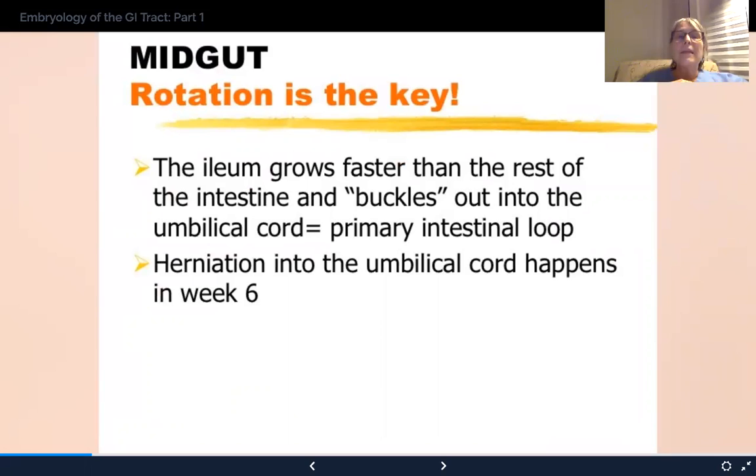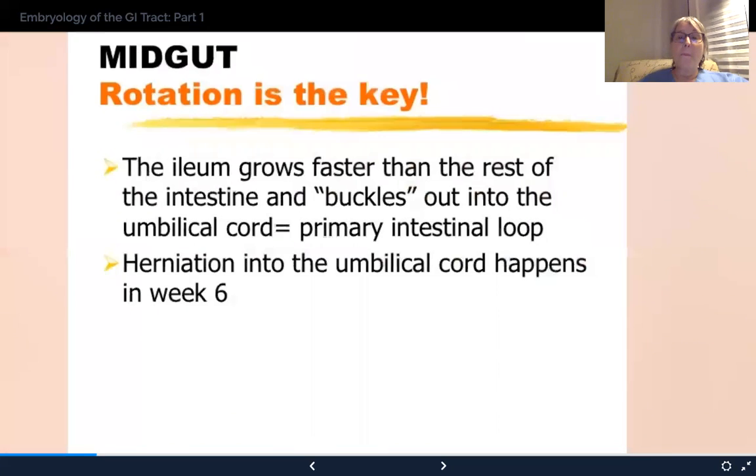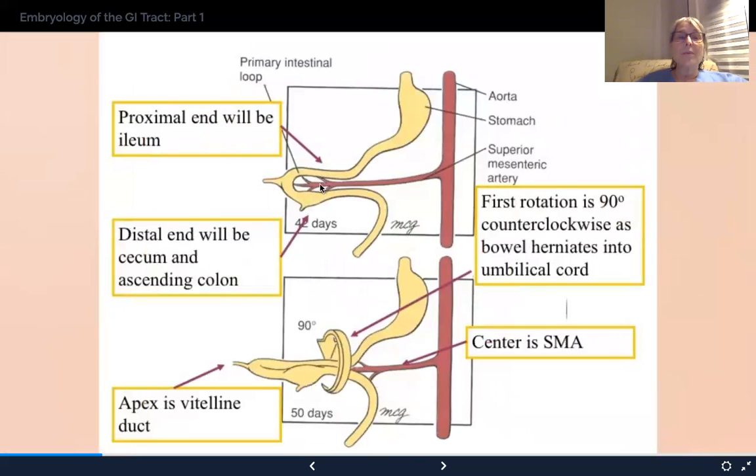So the ileum grows faster than the rest of the intestine and buckles out into the umbilical cord, creating what's called the primary intestinal loop. So it's herniating out into the umbilical cord in week 6. And you get this. So this will be out in the umbilical cord here. In this diagram, the proximal end is going to be the ileum. The distal end is the cecum. And you can see there's a little appendix to orient you. We'll come back to this later. And the apex is the vitelline duct, or umbilical mesenteric duct.